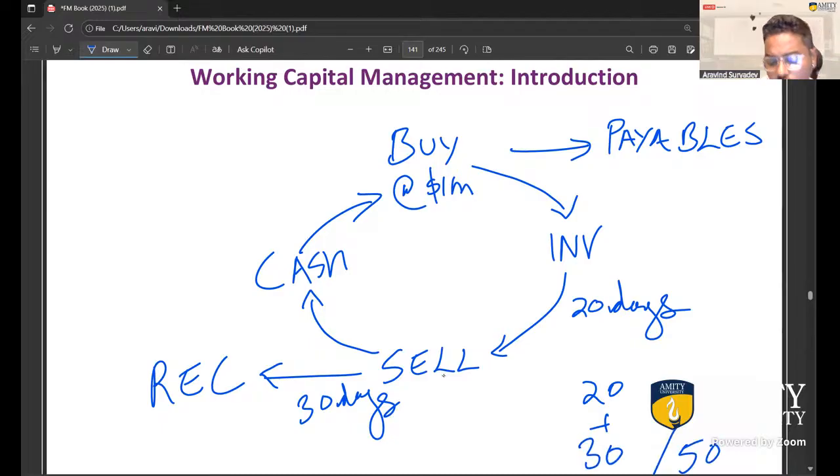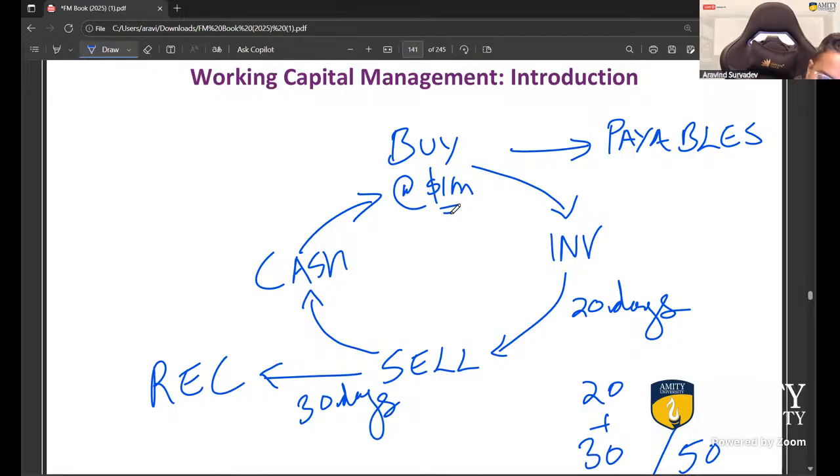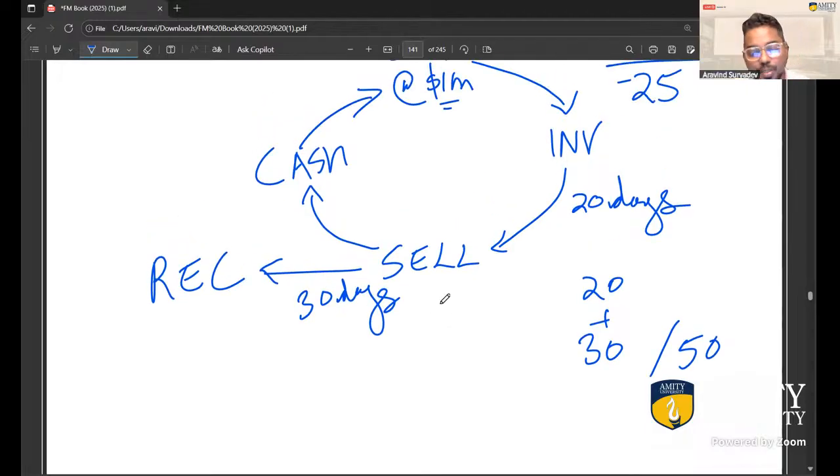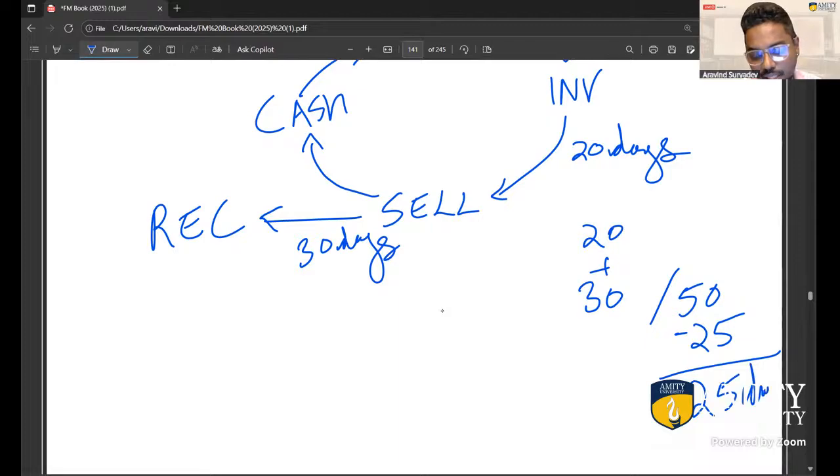50 days I don't have money, even though I have spent 1 million to buy my goods. Well, technically, I haven't spent the 1 million yet. Maybe my supplier gives me a payable period of 25 days. How about that? If my supplier gives me a payable period of 25 days, I don't need money for 50 days. I need money from the 26th day onwards, or basically, if I subtract the 25 from here, I need money for the remaining 25 days. I hope this makes sense, guys.